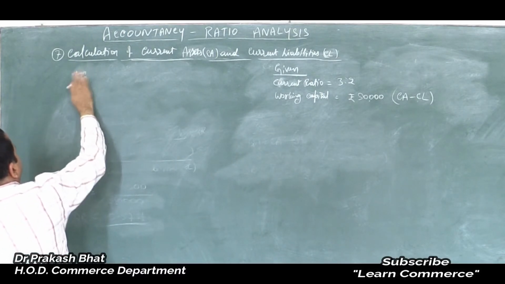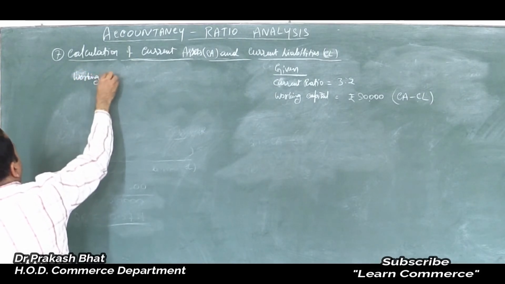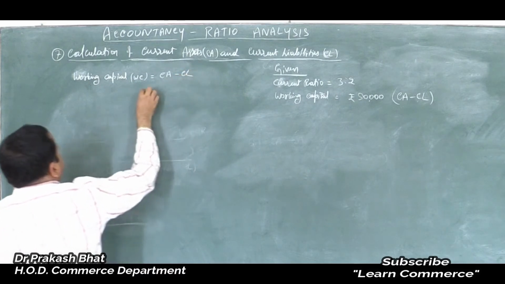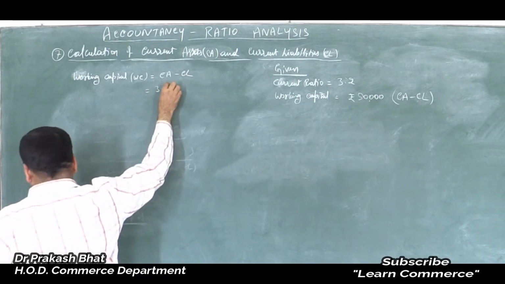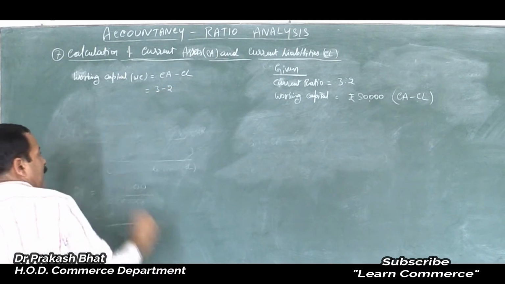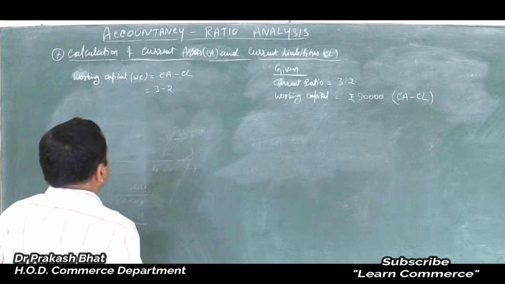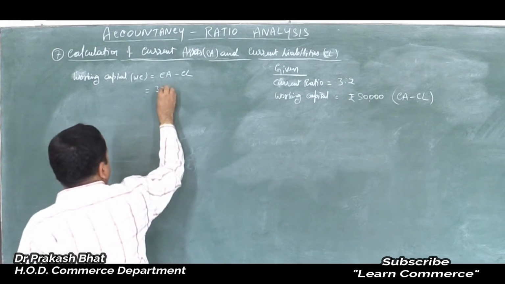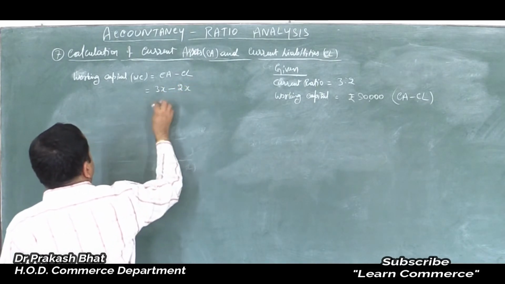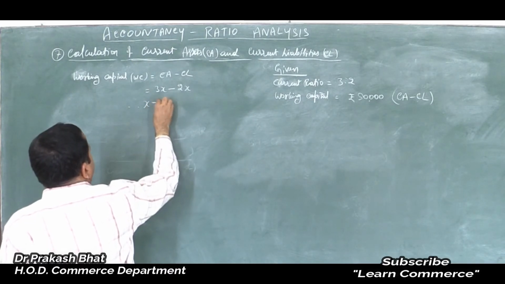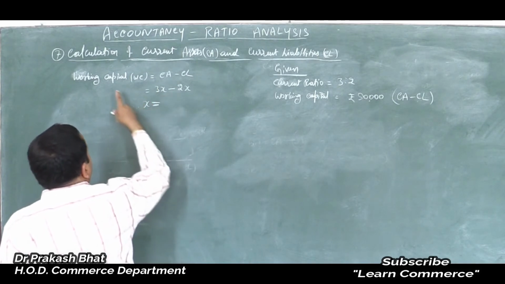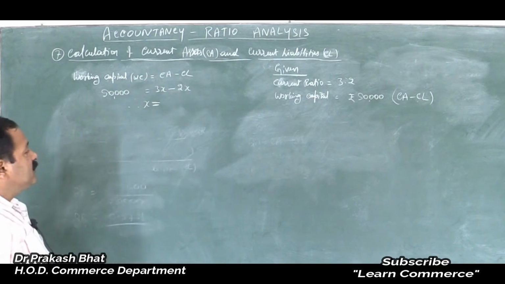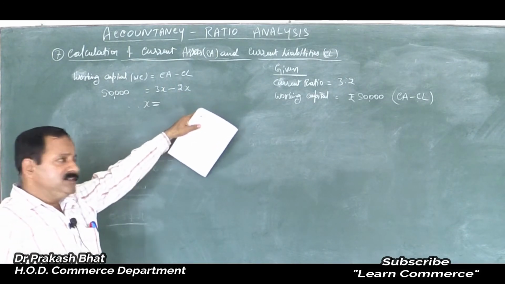Working capital is equal to current assets minus current liabilities is equal to 3 minus 2. Current assets given as 3 and current liabilities given as 2, isn't it? So, let us take it as 3x and 2x. Therefore, x is equal to how much? 1. Working capital is given rupees 50,000. Am I correct? Working capital is given as 50,000. Working capital means current assets minus current liabilities. Am I correct? Yes, you agree this.